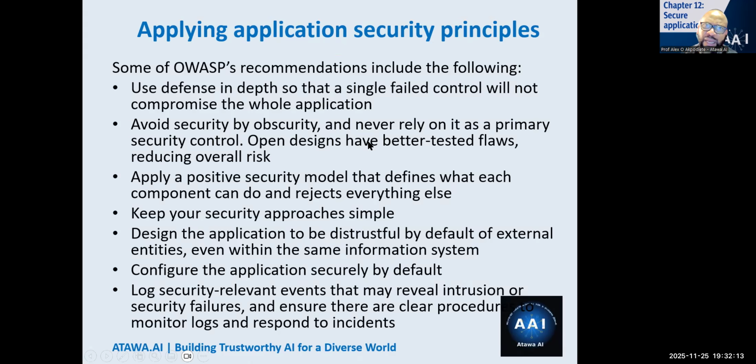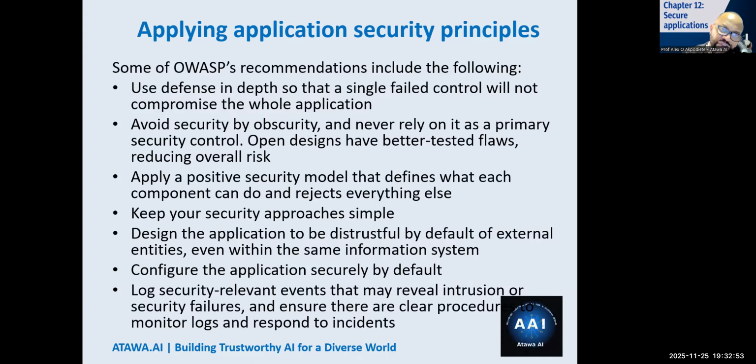Right, so how do we apply application security principles? OWASP gives us some recommendations. Defense in depth. Avoid security by obscurity, which means people don't know what I'm doing. So no, let people know, because it's believed that open design has better tested flaws, reducing overall risk. Keep your security approaches simple. Design the application by being distrustful. I call it zero trust, right? But here it's talking about external design, even within the same information system. Just apply zero trust and configure your application securely by default.